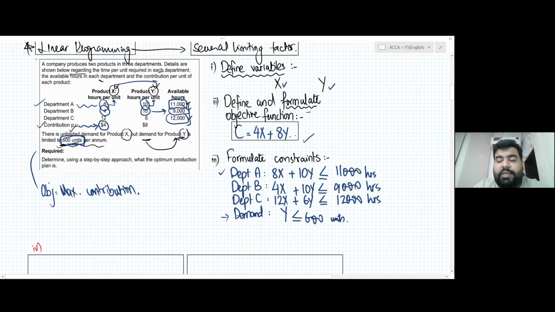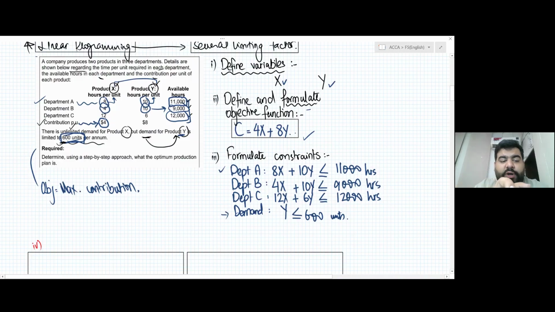So these are the limits we got in the question and we have formulated them. This formula is a must. You have to learn how this formula is made.